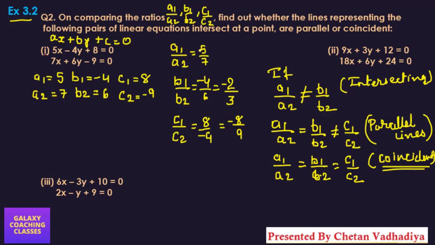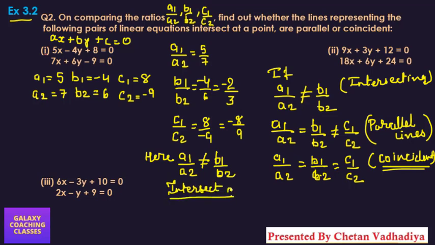Then look here, A1 upon A2 is 5 by 7 and B1 upon B2 is minus 2 by 3. So we can say these two ratios are not equal. So here A1 upon A2 is not equal to B1 upon B2. You can see which condition will apply. This condition will apply here: when A1 upon A2 is not equal to B1 upon B2, directly you can say the lines intersect at a point, or they will be intersecting lines. So this way you can solve the first one.